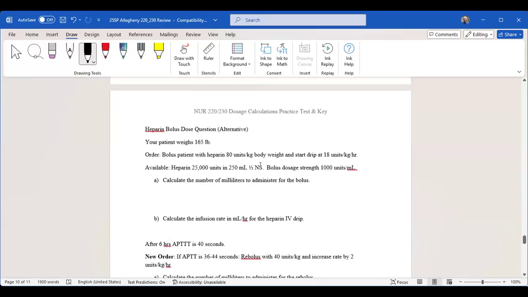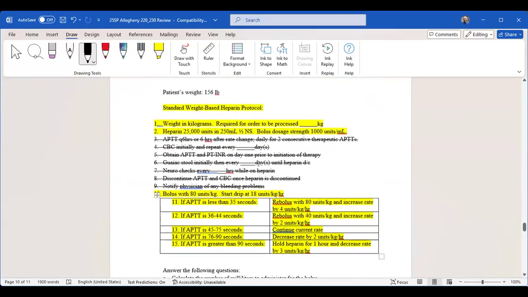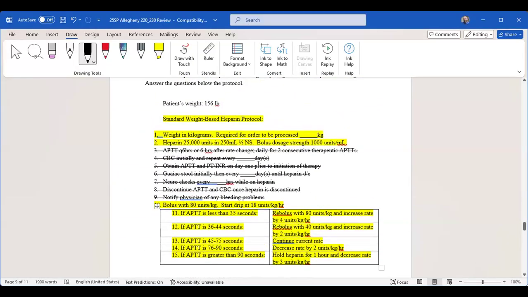Okay, so let me go back to this. You'll probably see this on your test, where you're going to have all this information, but notice that I've crossed out 3 through 9. There's nothing you need to do with any of that information. The rest of this is just a guide or a chart that you're referencing to answer the questions. And what is the question? How much do I bolus this patient and how much do I start an infusion?